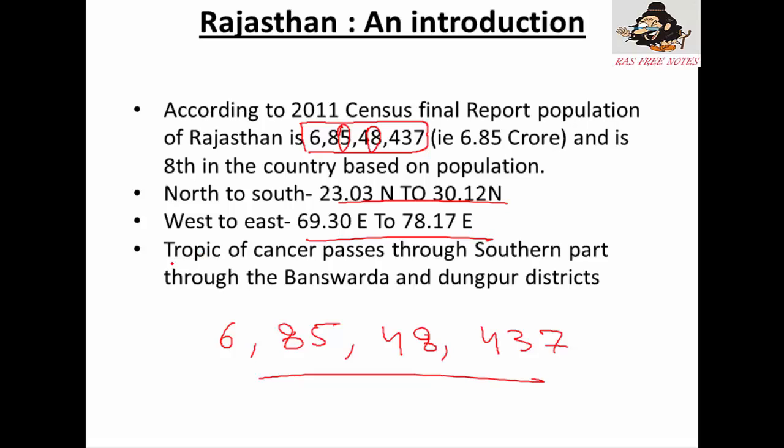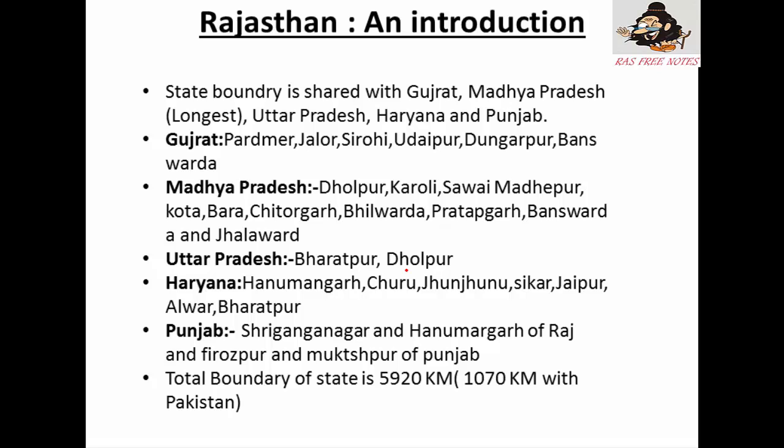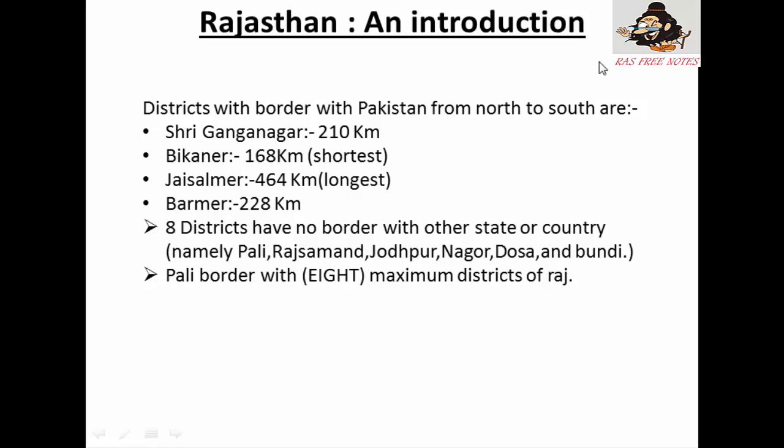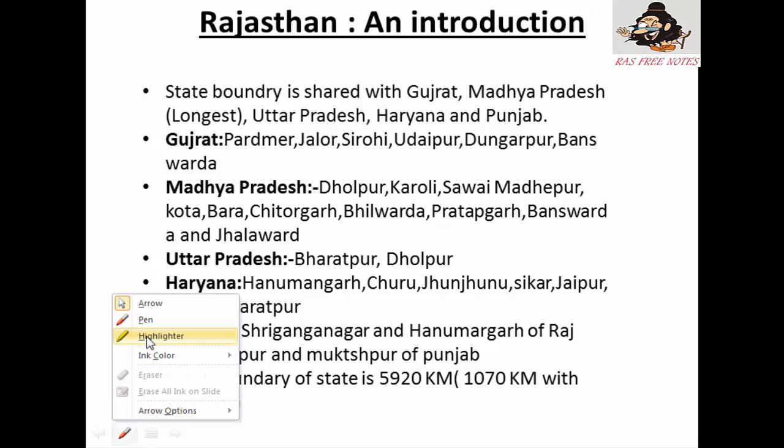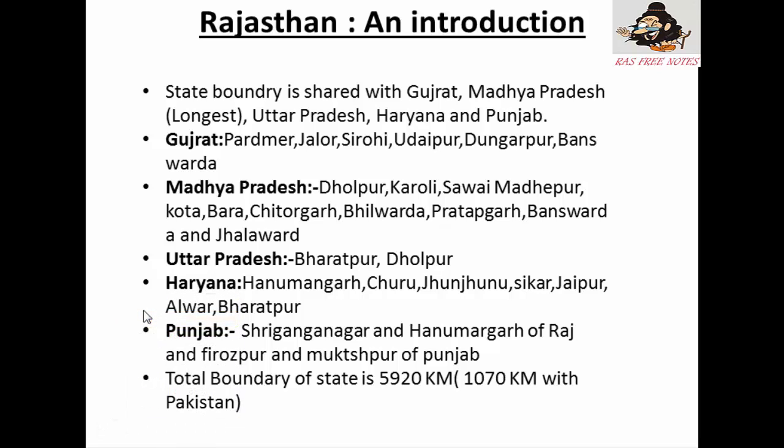Now the Tropic of Cancer passes through the southern part, through Banswara and Dungarpur districts. Now the state boundary is shared by five states, which are Gujarat, Madhya Pradesh, Uttar Pradesh, Haryana, Punjab.